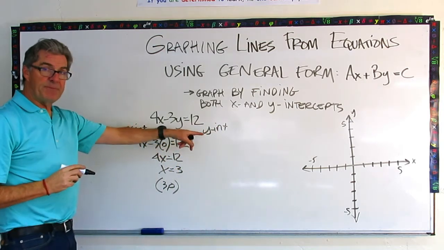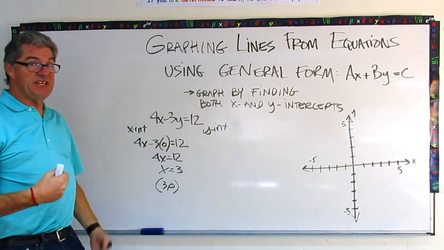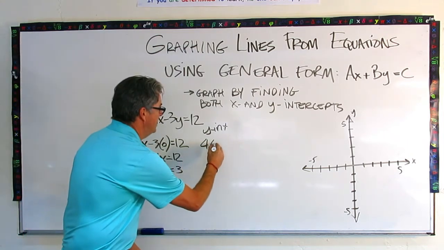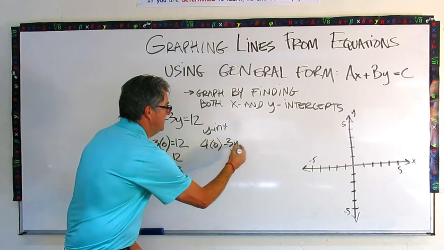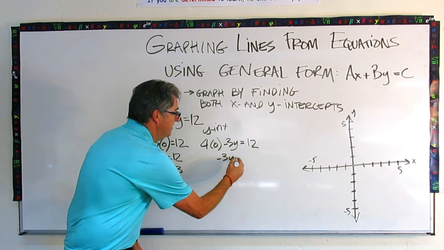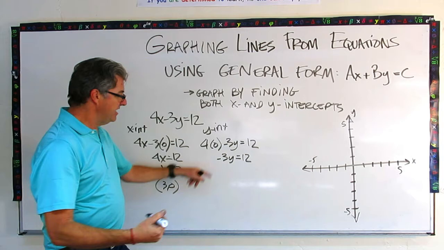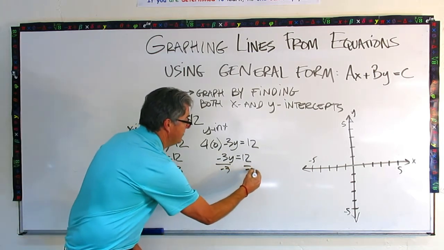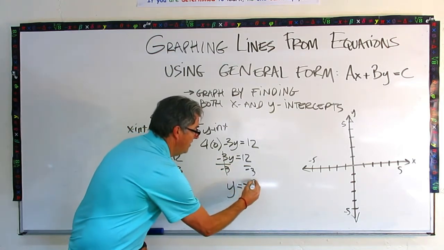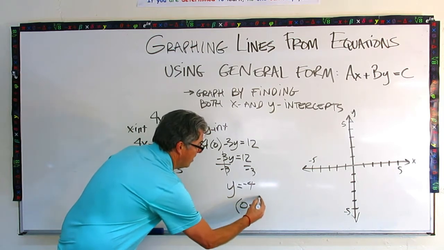So when the y-intercept happens, that's when we're crossing the y-axis, and that means that x is equal to 0 at that point. So now we substitute 0 for x. 4 times 0 minus 3 times y equals 12. This goes to 0, so now we have negative 3y equals 12. Now I'm going to divide through by negative 3 so I can cancel out that negative 3. I get y equals negative 4. So that means that the y-intercept is this point, (0, negative 4).